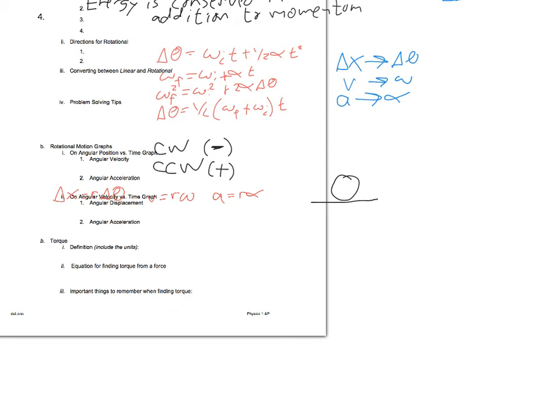And there are two situations where this comes into play. The first is if an object is rolling smoothly along the ground, then we want to link the velocity of its center of mass to the angular velocity of the object rolling. Rolling smoothly is the key here. And the other situation is linking a rotating object, an object rotating in place, to the tangential velocity of a point on that object.